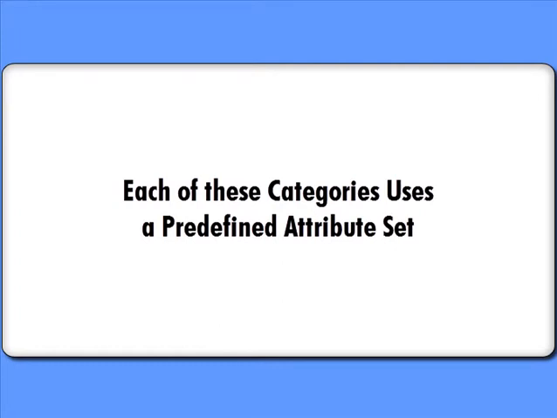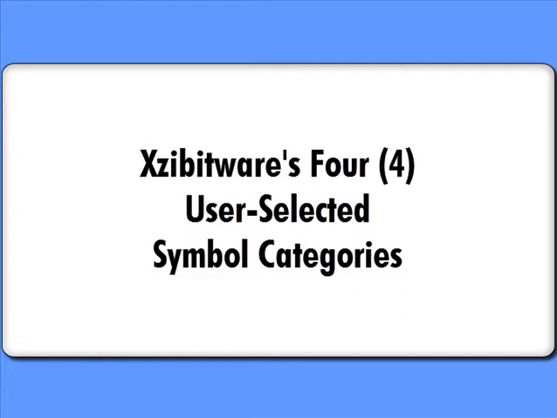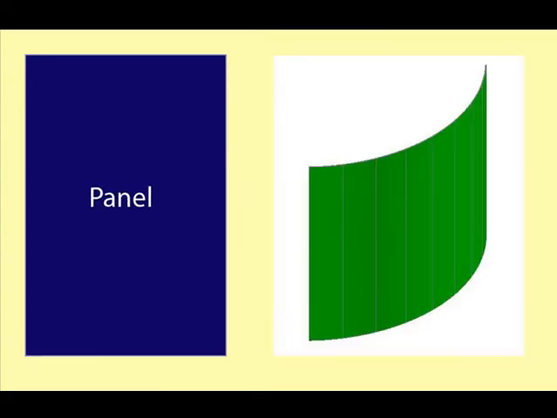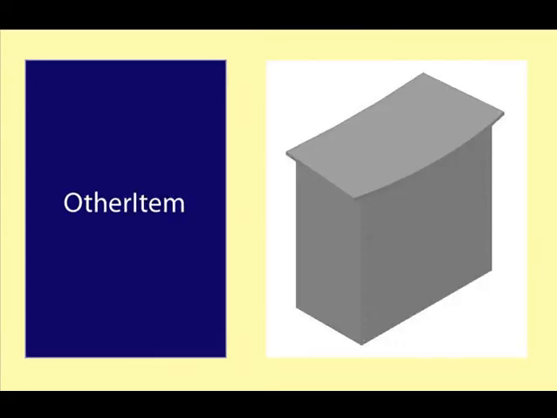You will notice in a moment that Xzibitware separates symbol types by placing them into categories. These categories are selected by the user. There are 4 primary categories of parts. They are metal, panel, accessory, and other item. The 4th category, other item, is for any item that doesn't seem to fit in any of the first 3.